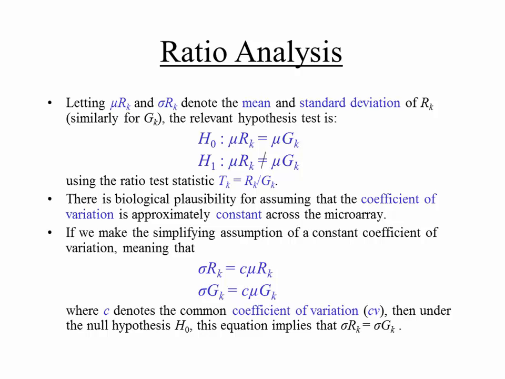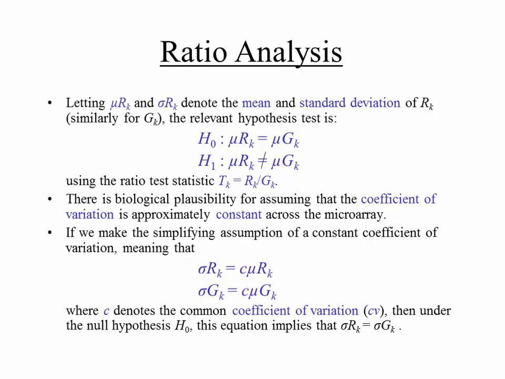So if we make the simplifying assumption of a constant coefficient of variation, meaning that at any spot, independent of k, the ratio of the standard deviation of the red to the mean of the red at the kth spot is the constant c. Same thing, the ratio of the standard deviation of the green at the kth spot to the mean of the green at the kth spot is c. And this does not depend on k. So across all the spots, this coefficient of variation is the same.